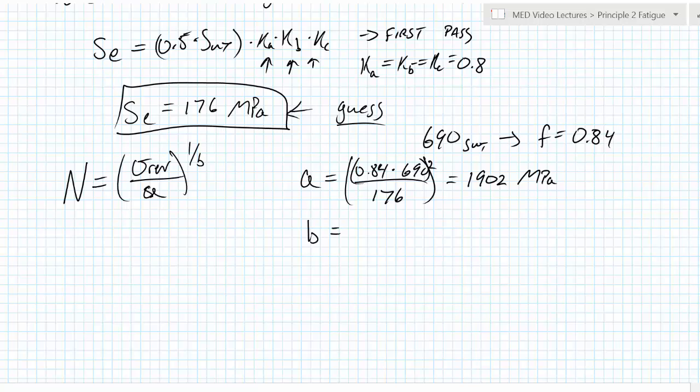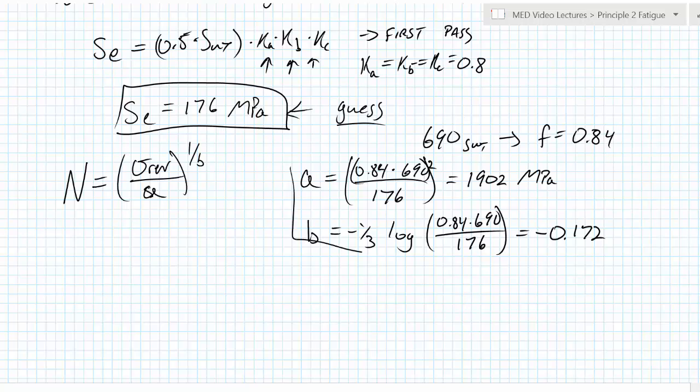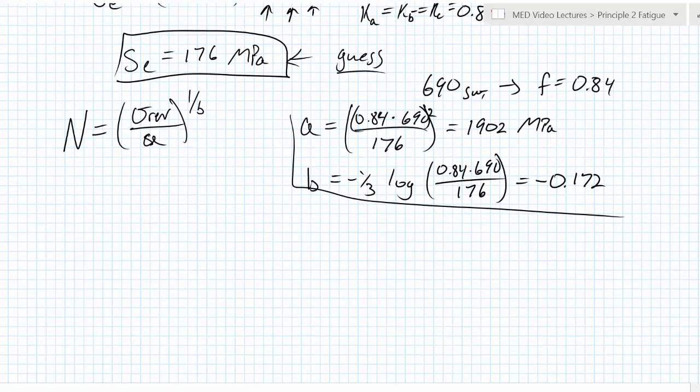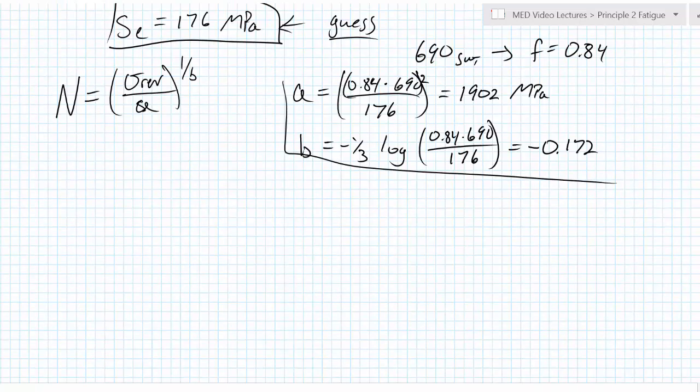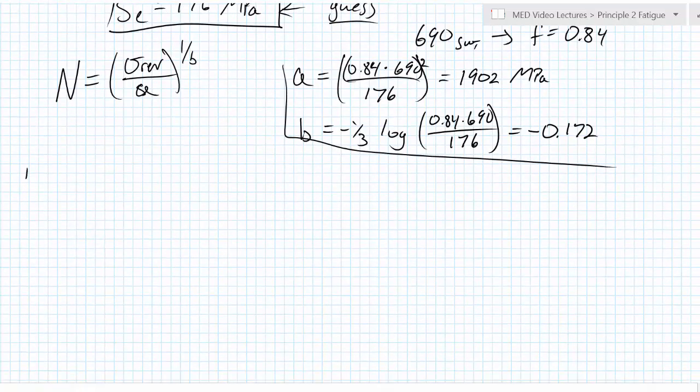And do the same thing for b. Negative 1/3 the log of f, which is 0.84 times 690, over 176, which equals negative 0.172. All right, so these values won't change as we look at different cycles, since it's the same part with the same endurance strength and the same ultimate strength, but we'll calculate the values separately each time.